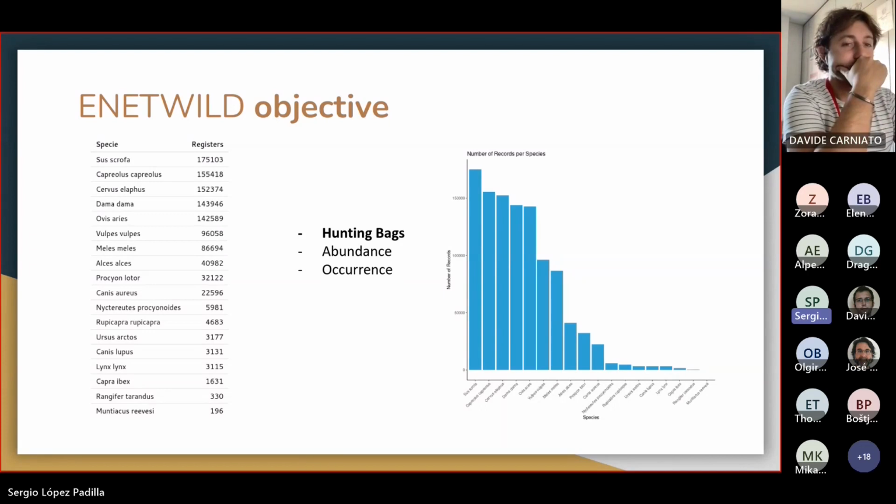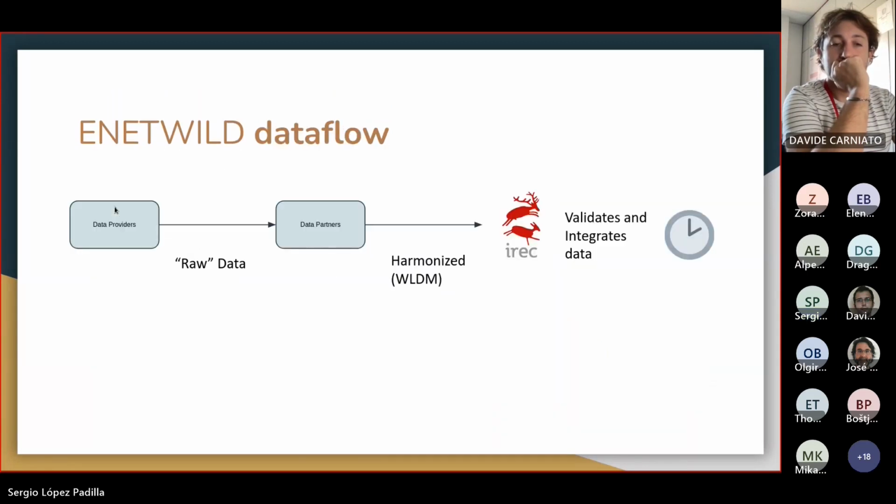And as Jota said, we have been working with different types of datasets, but we have been focusing more on hunting bags data. And also, we have been increasing the number of species we work with to almost 20. And the way we have done this is basically following this data flow.